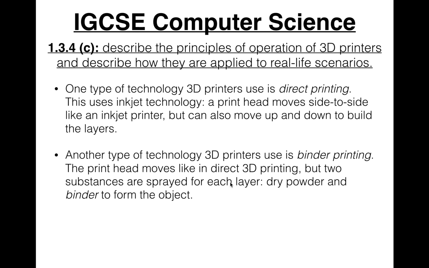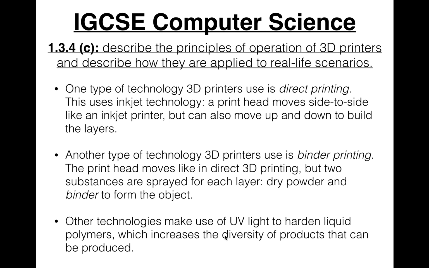Another type of technology 3D printers use is binder printing. So the printhead moves like in direct 3D printing, but two substances are sprayed for each layer. So there's the dry powder and the binder, which is a type of glue to form the object. And there are also some other technologies which make use of UV light to harden liquid polymers, and this increases the diversity of products that can be produced. You don't need to know much about that, just know that there are other technologies and UV light.